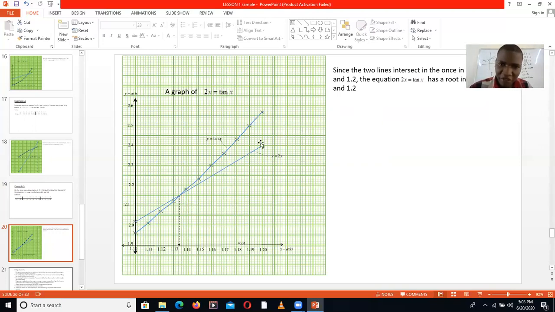So I've restricted myself to the domain between 1.10 and 1.20. You notice that the values on my x-axis start from the minimum value of the interval given. Then on the y-axis, since I'm not interested in the point at which it crosses the x-axis, I'm starting from 1.9. I need to have a convenient scale. I should not start from 0 again, because I'm not interested in the x-intercept. I'm interested in the point at which the two intersect. Okay, so that is it.